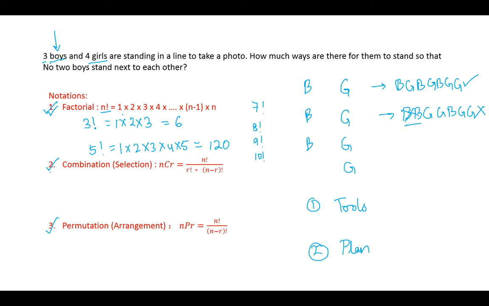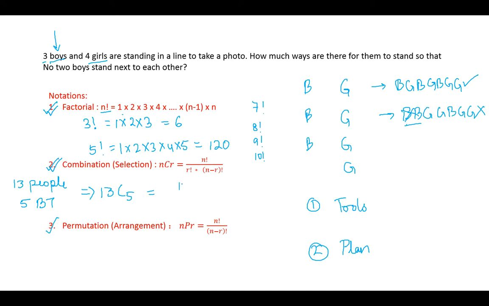The second tool is basically our selection tool. Okay, this is the formula that we use when we have to select a certain number of items from a given group. For example, suppose I have a class of 13 people, okay, and I have to make a basketball team of 5. Okay, the way I select the team is denoted by 13C5. Okay, and this is nothing but equal to, look over the formula.